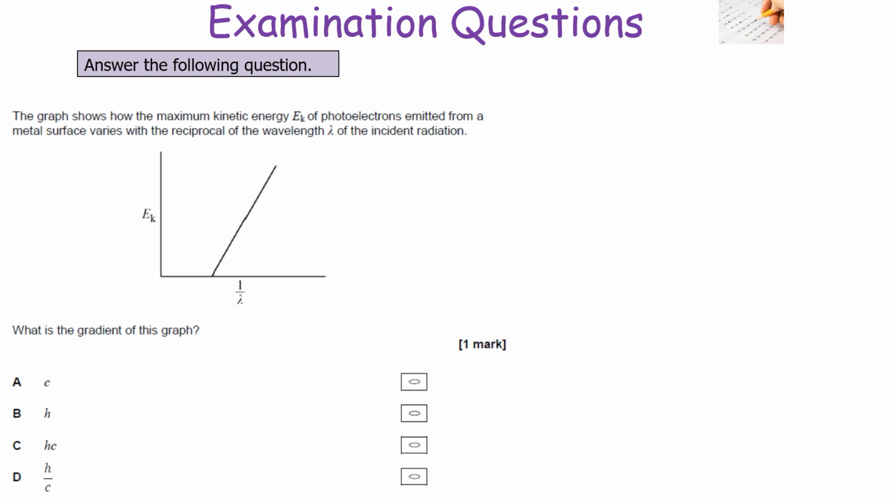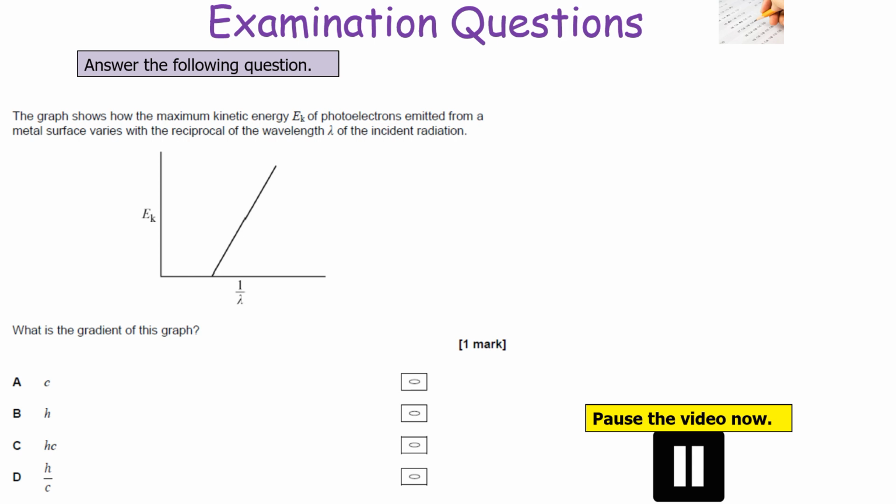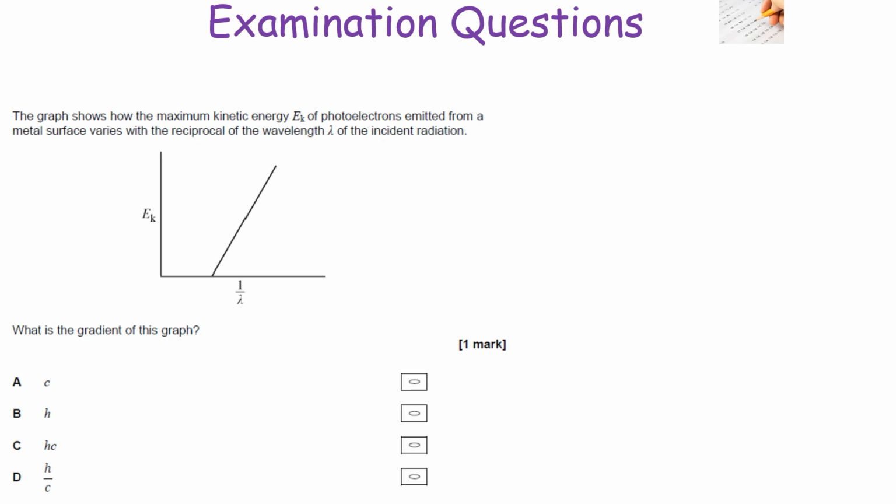The next question says, the graph shows how the maximum kinetic energy of photoelectrons emitted from a metal surface varies with the reciprocal of wavelength lambda of the incident radiation. What is the gradient of this graph? So pause the video now, then unpause the video when you want to go through your answer. Well, the answer for this one is going to be C.